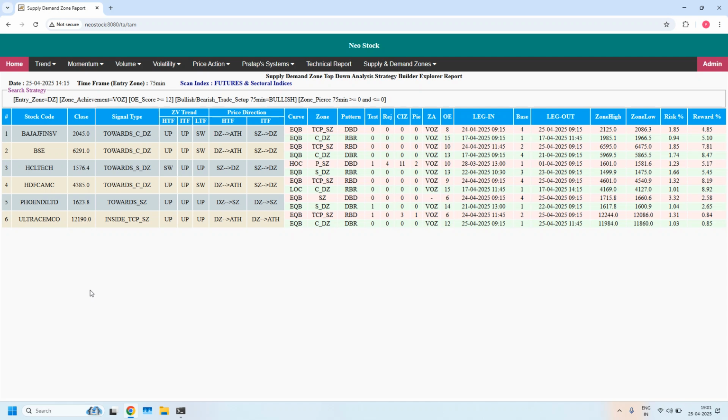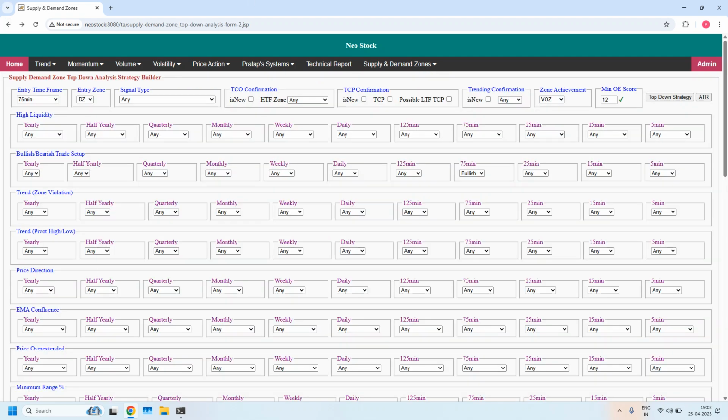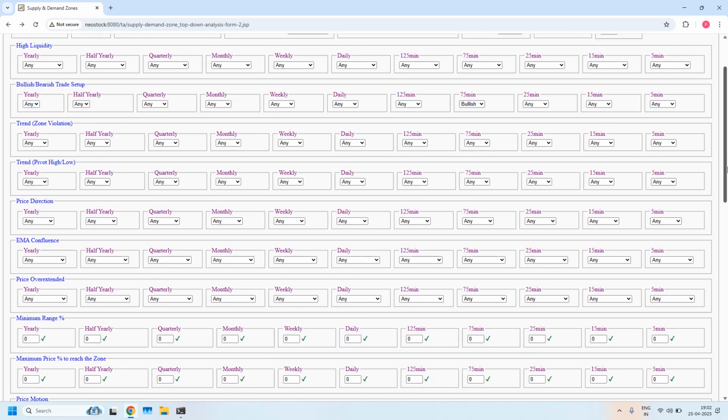We got 6 stocks. All these 6 stocks are supporting the bullish trade setup for weekly income trade. And the entry time frame zones are 75 minutes demand zones. We got 6 75 minutes demand zones. Out of these 6, how many have a higher probability of success? That we will filter based on the zone confluence. First, LTF ITF demand zone confluence. LTF is 75 minutes and ITF is daily.